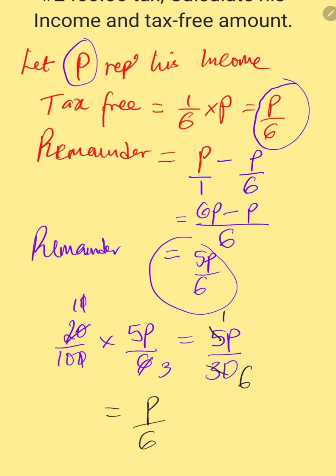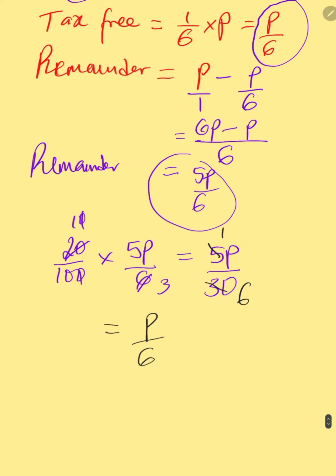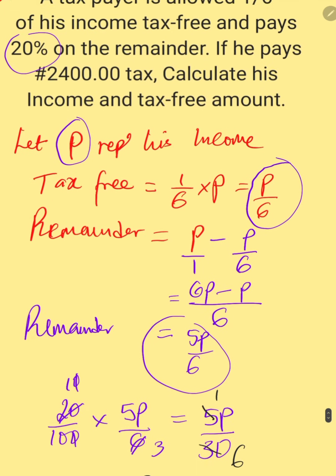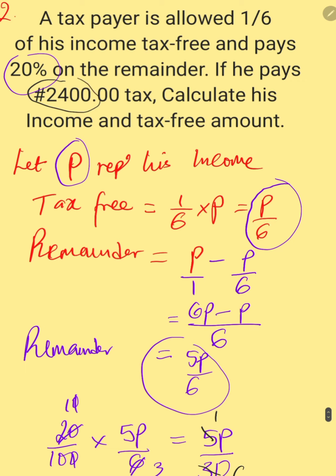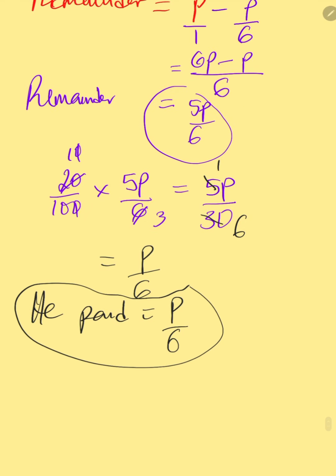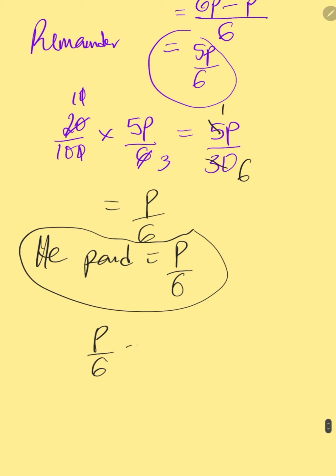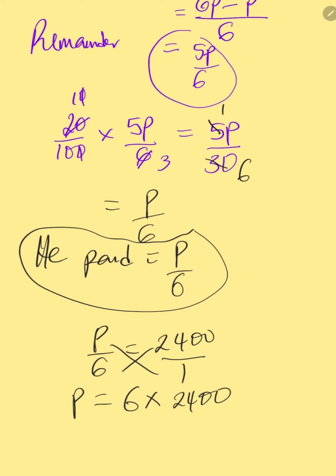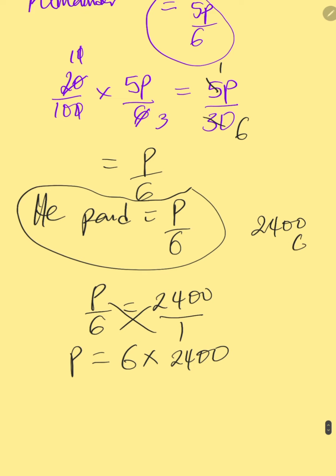So he pays 20% on the remainder. So what he paid is now P/6. And go back to the question, you will see where they said that he pays 2,400 naira. So he paid 2,400, and here you've seen that he paid P/6. That means this P/6 is the same thing as 2,400. You can now cross multiply. P will now be 6 multiplied by 2,400. So look at it here, 2,400 by 6.